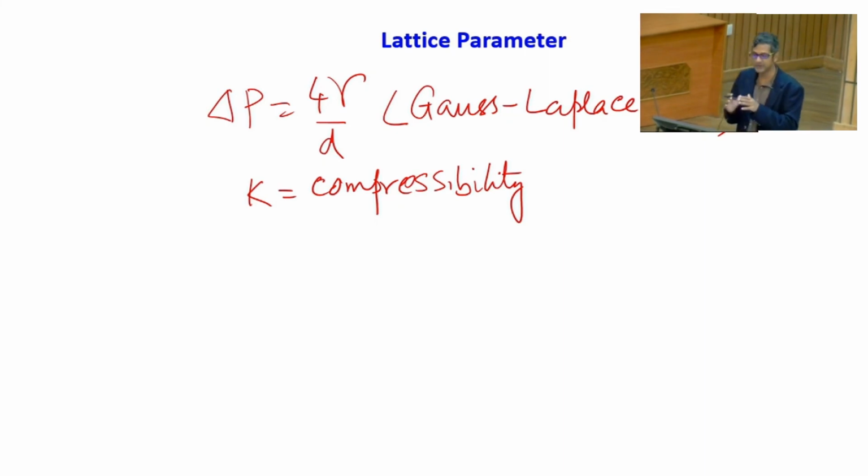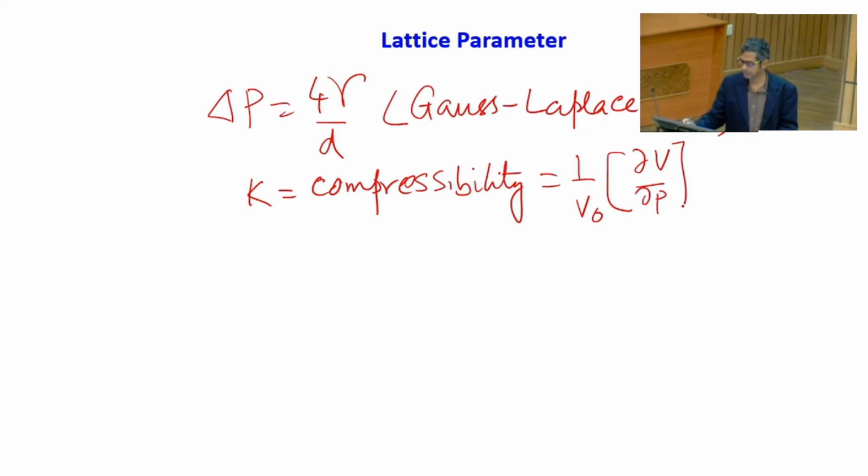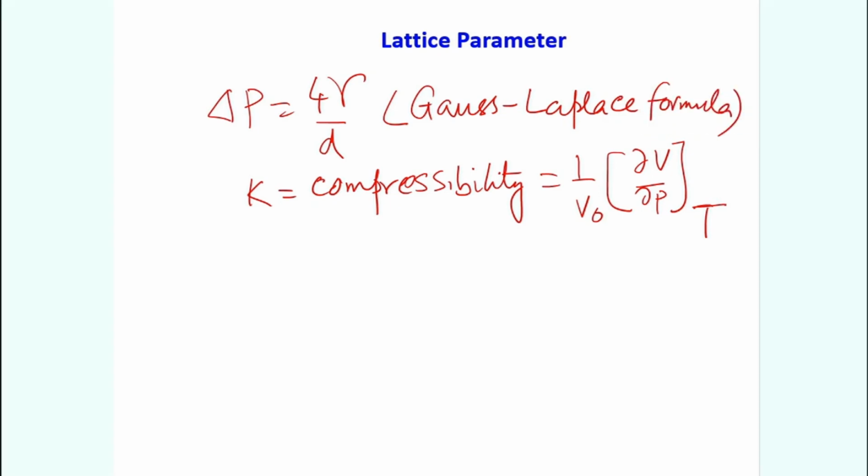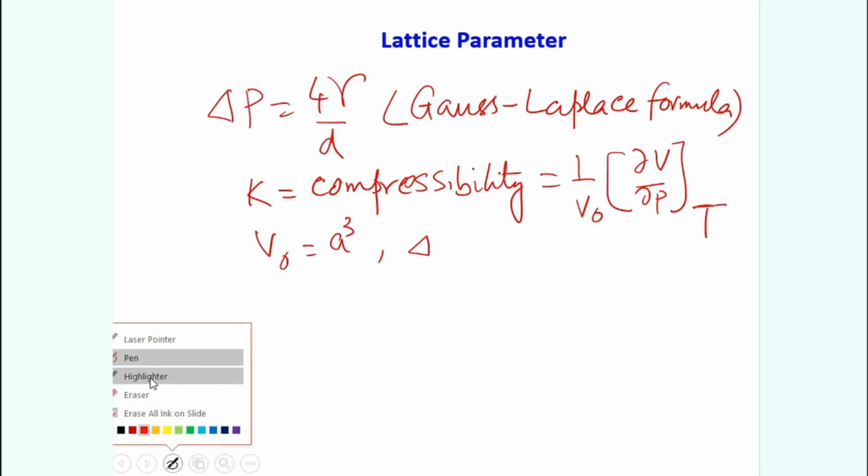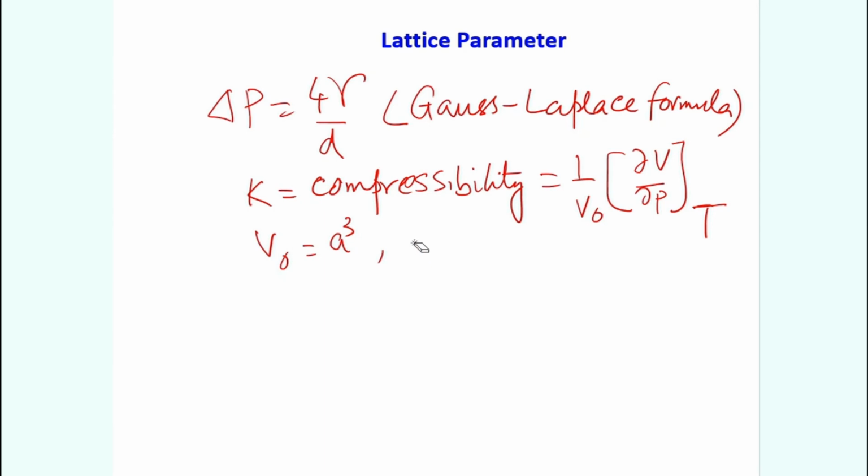So, compressibility is a very unique parameter. It is defined like this: V0 is the initial volume, and this is done at constant temperature, that's why delta V by delta P. Now, let us consider a simple cube which has a volume of a cube.